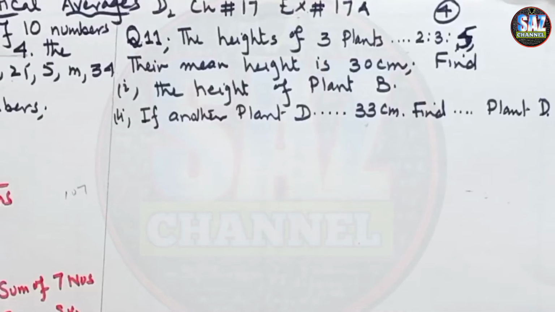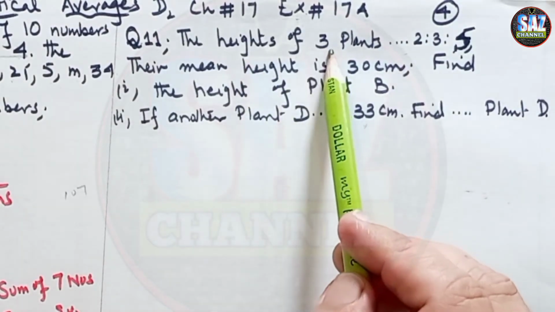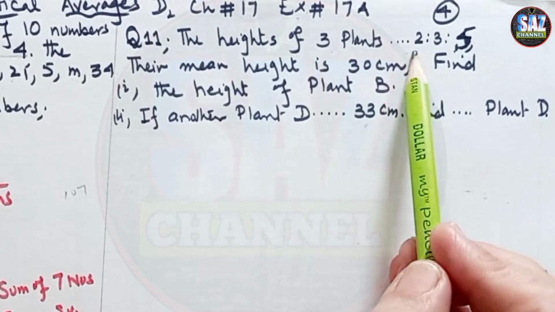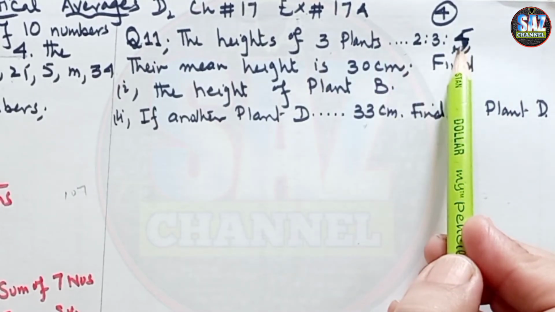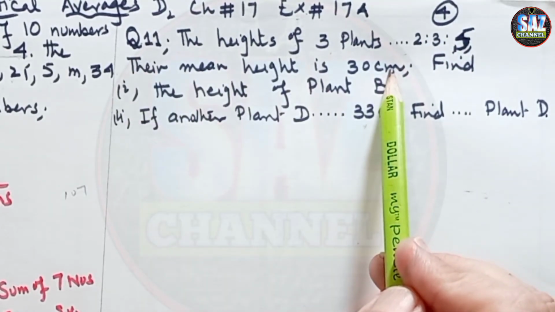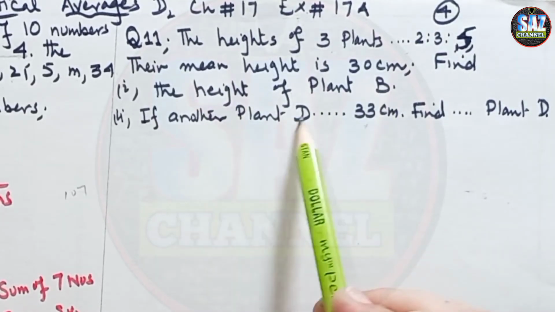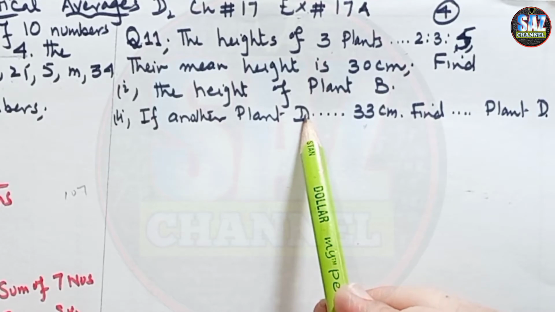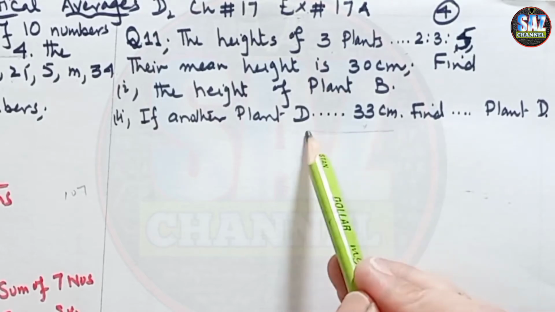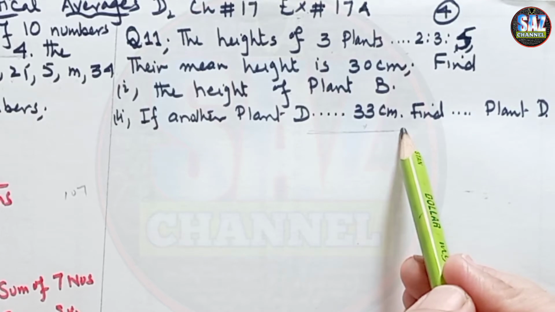Let's read the question from the book. Question 11 says, the heights of 3 plants A, B, C in the garden are in the ratio 2:3:5. Their mean height is 30 centimeter. Find the height of plant B. And the second part says, if another plant D is added to the garden, such that the mean height of 4 plants is now 33 centimeter, find the height of plant D.